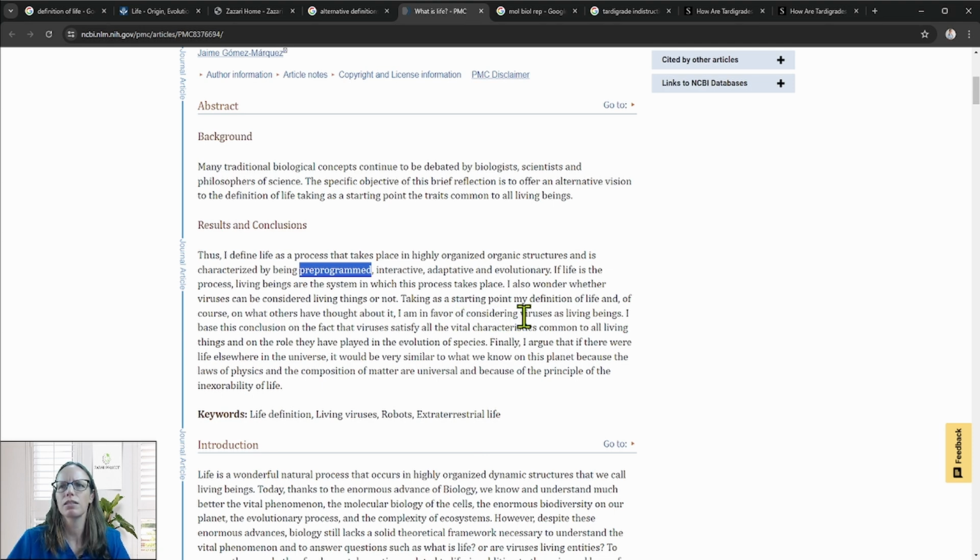He goes on to consider the problem of viruses and takes a stance that he considers them living beings. And finally, that if there were life elsewhere in the universe, it would be very similar to what we know on this planet because the laws of physics and composition of matter are universal, and because of the principle of the inexorability of life. Wow, this is complicated. I'm definitely coming back to this. But for now, we've come to a good stopping point, which includes a final look at this idea of pre-programmed.